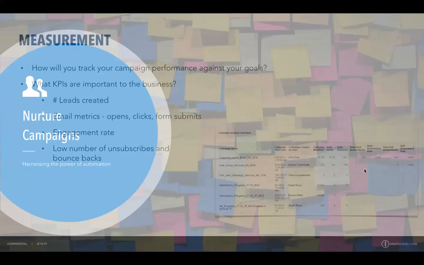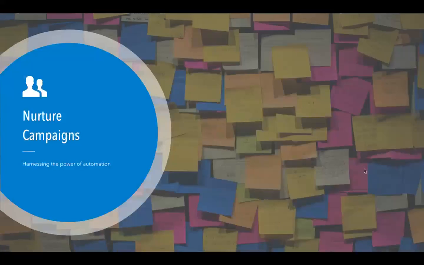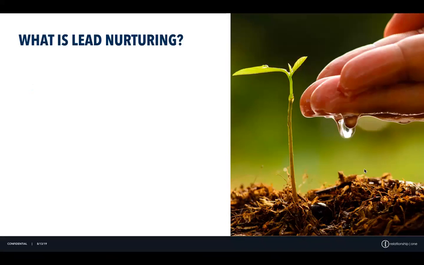So now that we've talked a little bit about the basics of campaign architecture, what we want to talk about more specifically are nurture campaigns so that we can harness the power of your marketing automation system. To do so, I want to take just a moment to step back and answer the question, what is lead nurturing, so that I make sure that we are working from the same definition. Put simply, lead nurturing is the process of cultivating leads that are not ready to buy.